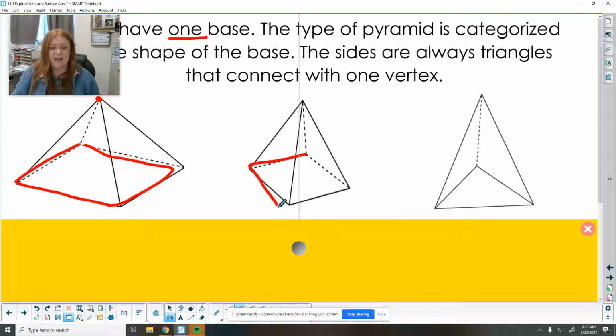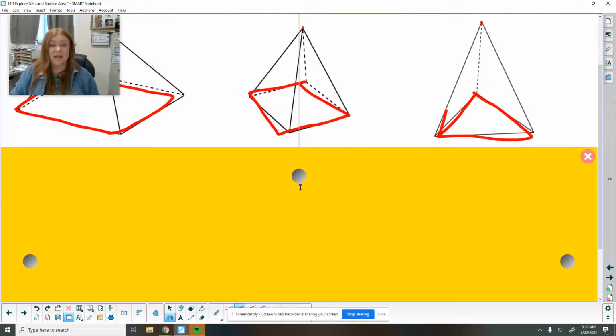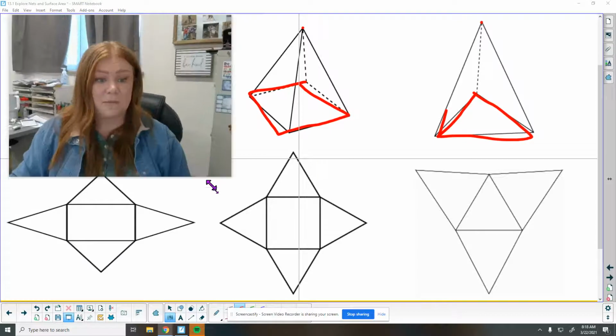So this one here, we have the square on the bottom. Squares have 4 sides, so it needs 4 triangles that connect to one point. And then here we have this triangle on the bottom. So it's got a triangle on the front, a triangle on the side, a triangle on the side. Triangles have 3 sides, so it needs 3 more triangles that fold up to this vertex. So let's take a look at their nets now.